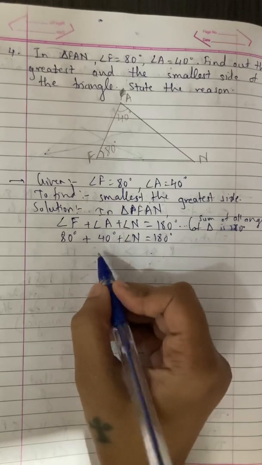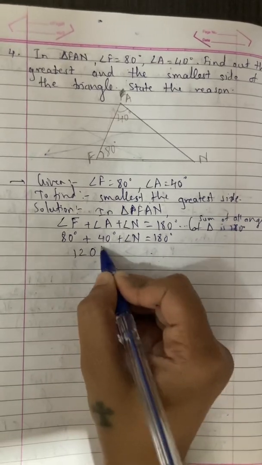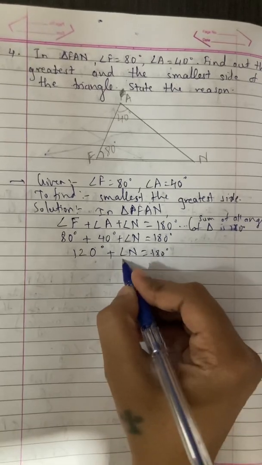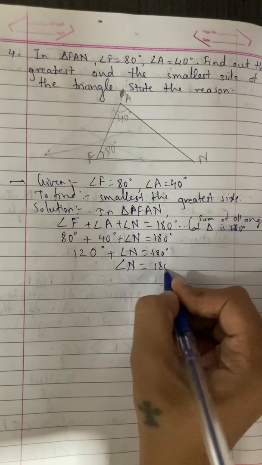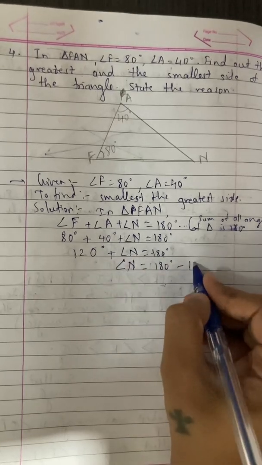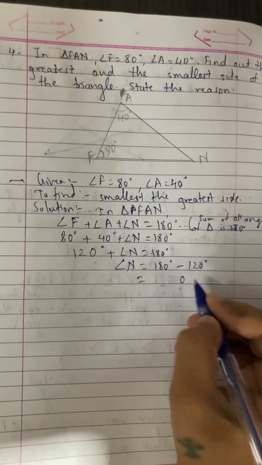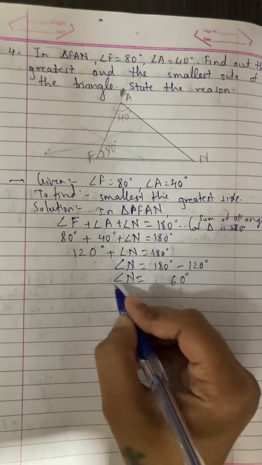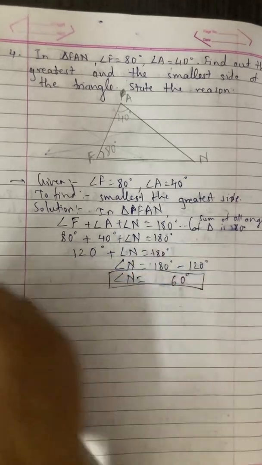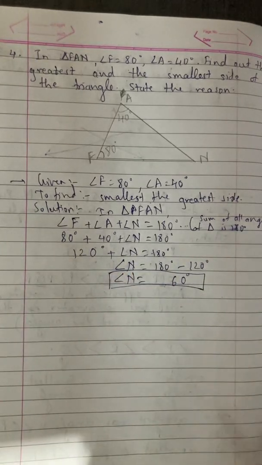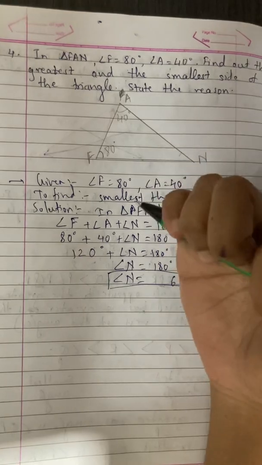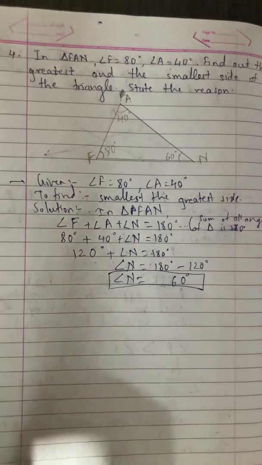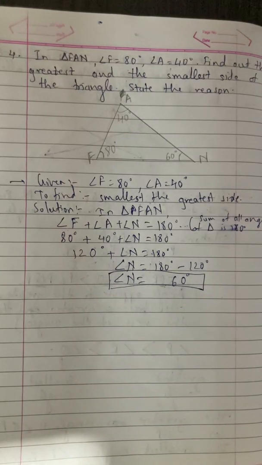80 plus 40, you have to add 0. 8 plus 4 is 12. 120 degree. Now we can easily shift 120 on other side. Keep angle N here only, and 120 here was plus, here it will be minus. 8 minus 2 is 6. So angle N is 60 degree. So this is the first step that we have to follow, and immediately you put it in the diagram also. Angle N is 60 degree. After finding out, now we can easily choose which is the greater and which is the smaller side.